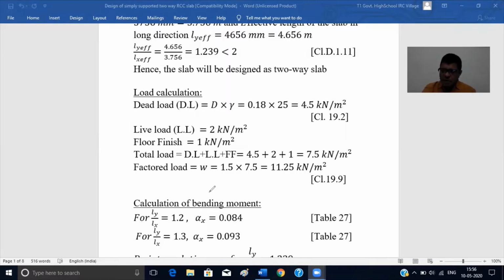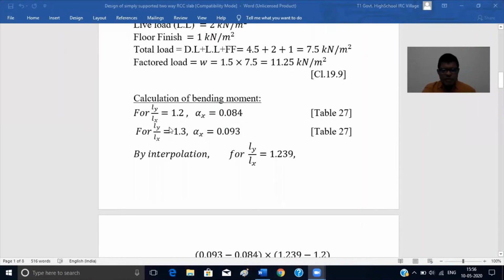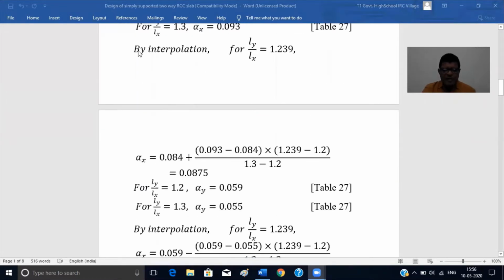You go straight to Table 27 to find out the coefficients alpha x and alpha y for various values of Ly by Lx. So the Ly by Lx value is 1.239. So 1.239 means it will lie between 1.2 and 1.3. So for 1.2 find out the alpha x, for 1.3 find alpha x, then do the linear interpolation. By linear interpolation you can find the value.